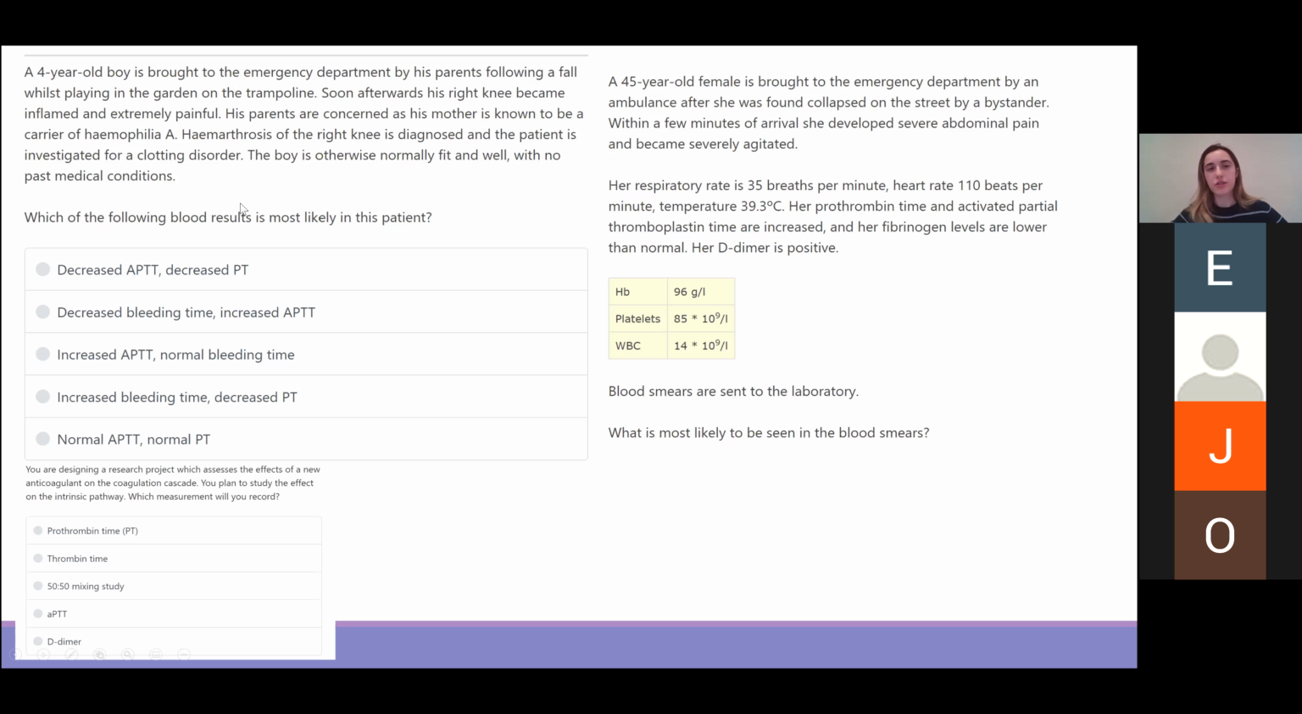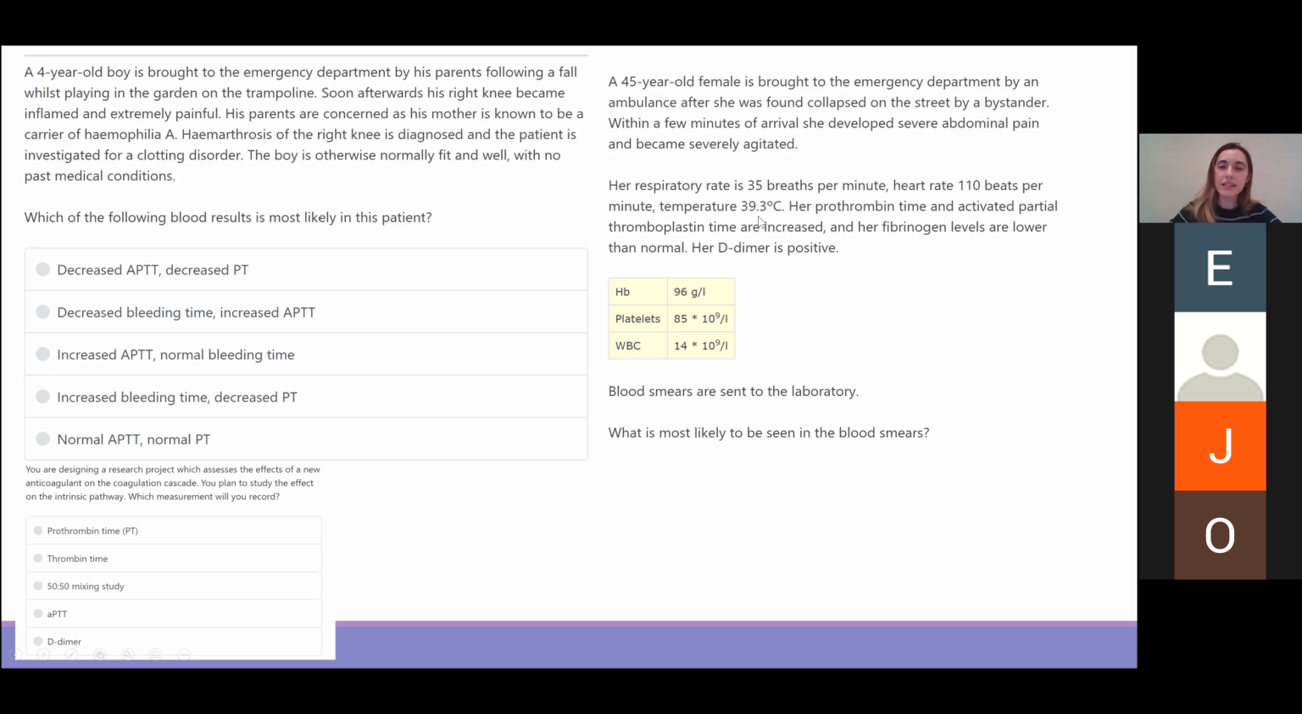So the key here is to recognise that hemophilia A is a factor VIII deficiency. It's X-linked recessive, which makes sense with this. So if it's factor VIII, we have to think, what's going to be affected there? APTT is going to be affected, so the intrinsic pathway, and that's going to be increased because it's going to take him longer to clot if he doesn't have this factor. And bleeding time is simply asking, are his platelets affected? They're not, because this is a factor deficiency, nothing to do with platelets. So it's going to be this one as the answer.